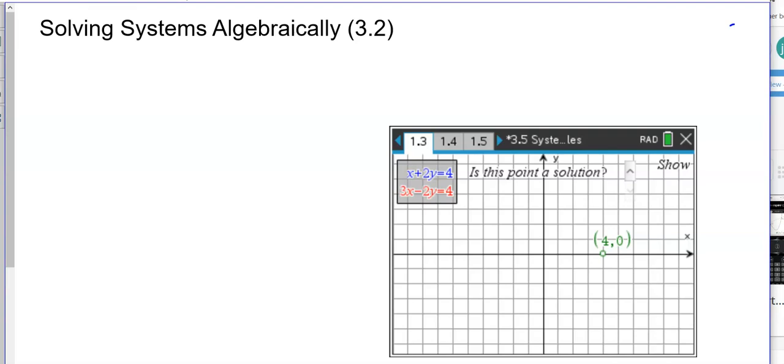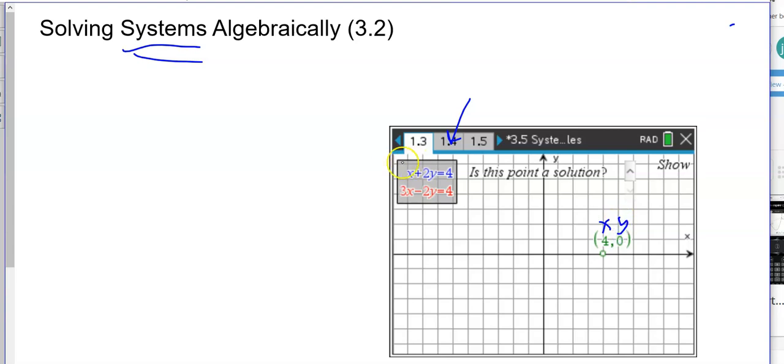Okay, we're going to solve systems. That means two or more equations at once, we're solving together. So let's look at this system right here. We've got two equations, x plus 2y equals 4 and 3x minus 2y equals 4. And the question is, is that xy point a solution?